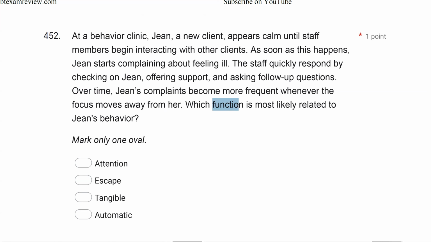When we think about function, we're thinking about why behavior is happening or what is maintaining that behavior. Why is that behavior occurring? What is the person gaining or getting rid of?